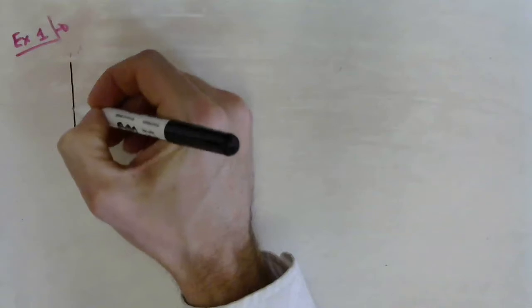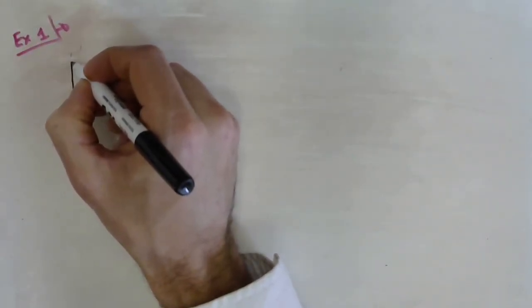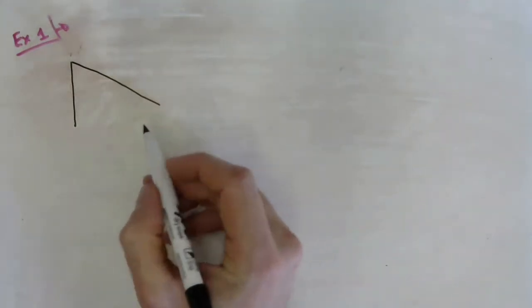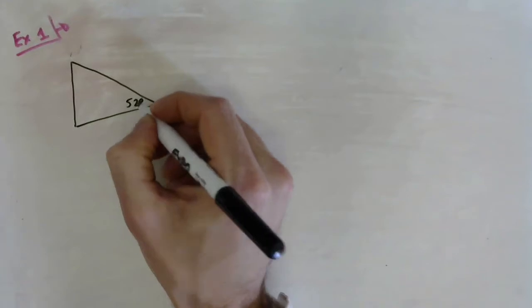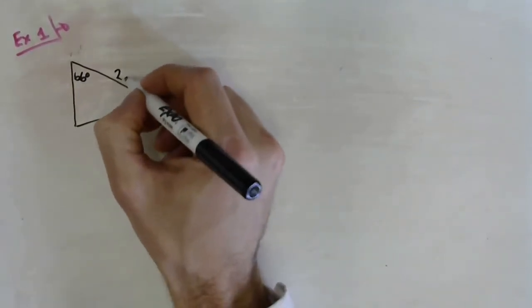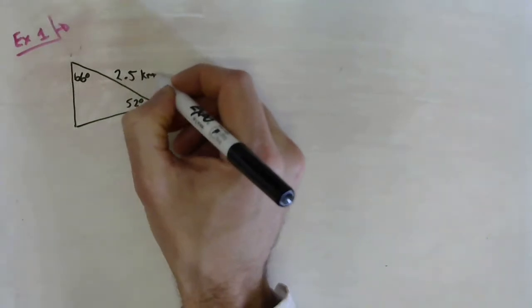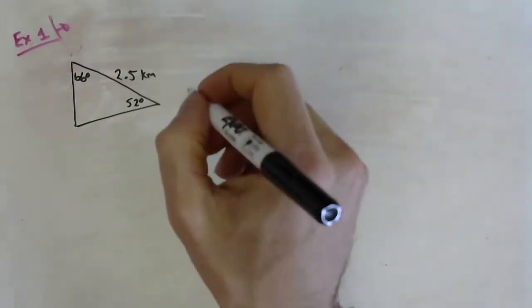So here we go. Here's my diagram. There's the canal. We've got lock 1, bike path, angle to lock 2, 52 degrees here, 66 degrees here, and we know you've traveled 2.5 kilometers along that bike path. Okay, you notice I don't have a right angle here, so I can't use my primary trig ratios, SOHCAHTOA. I have to use another tool. So we're going to apply the sine law.